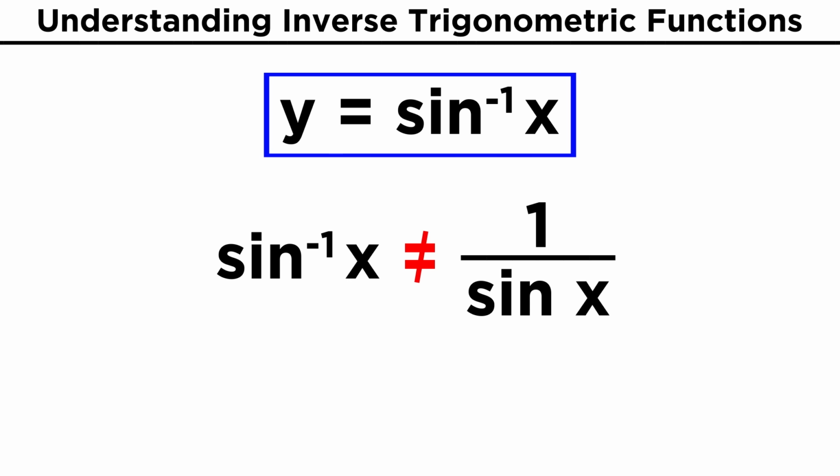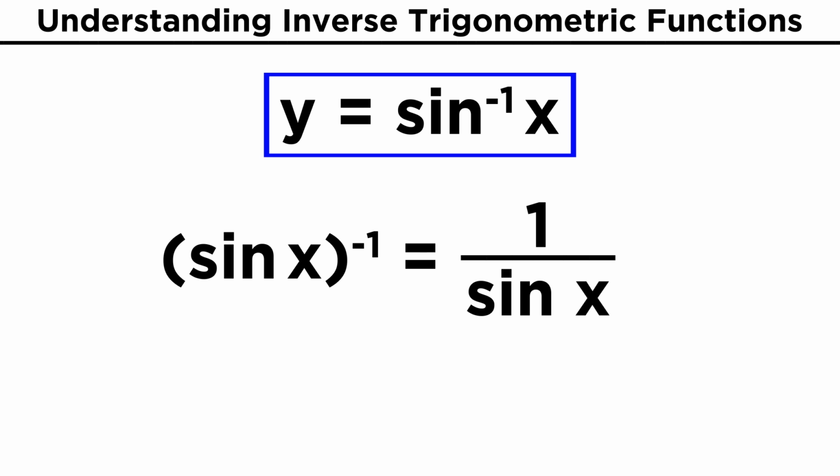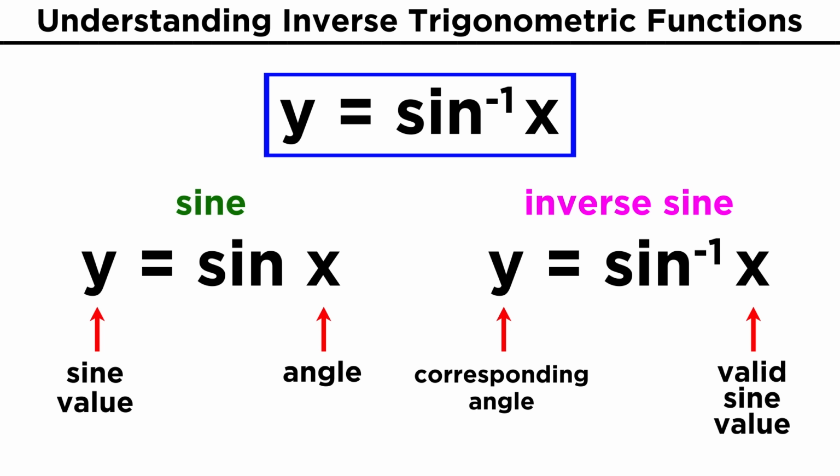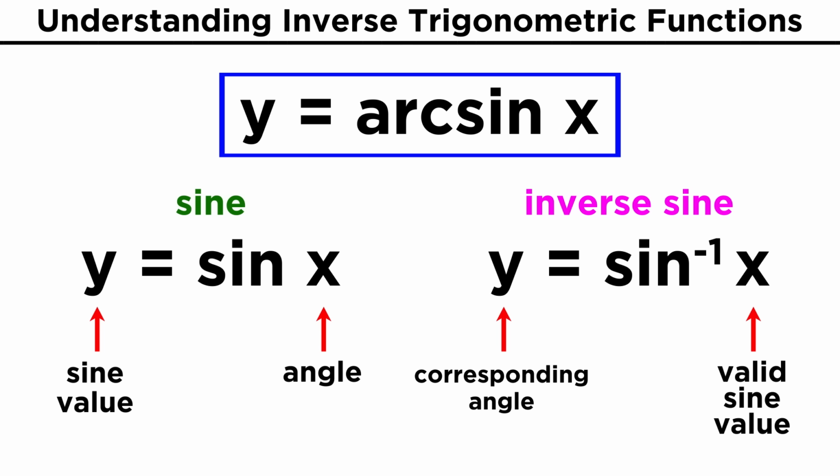We must note that inverse sine x is not the same thing as 1 over sine x. If we had the quantity sine x to the negative 1 power, that would equal 1 over sine x, which we already know is cosecant x. Instead, when we have the negative 1 here, it's the inverse sine function, and rather than sine x, where you plug in an angle and get a sine value, for inverse sine x, you plug in a valid sine value and it gives you the angle that generates it. Inverse sine can also be represented this way, as arcsine x.